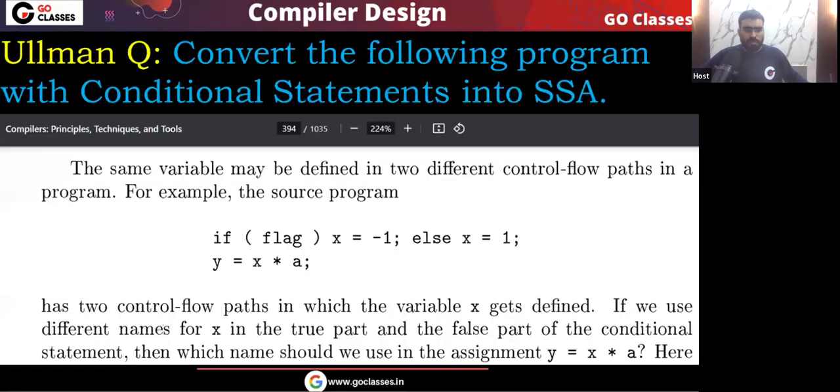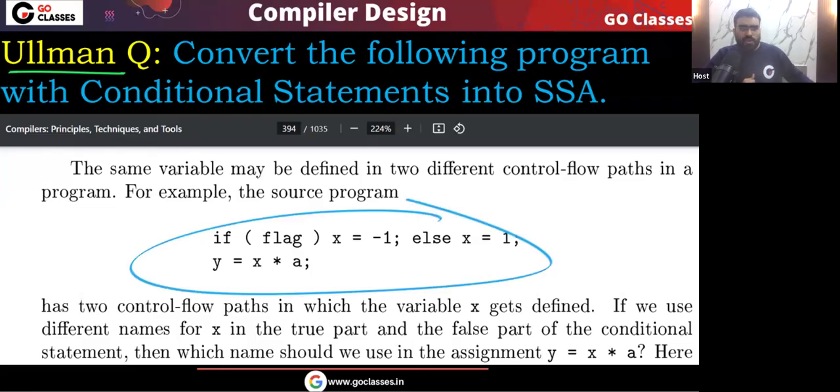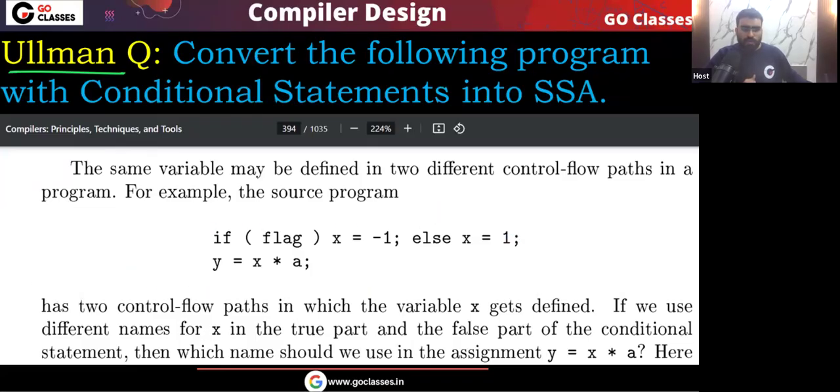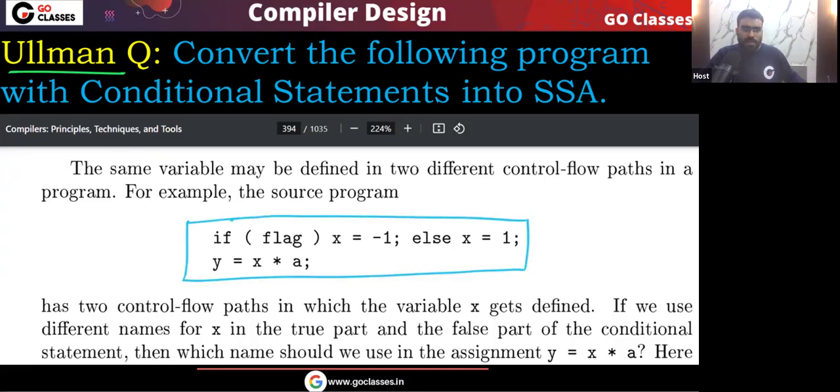Now let's move on. Now let's see this example. This is an Ullman question, a beautiful question. Let's solve it. Convert the following program with conditional statement into SSA. This code is given to you in the Ullman book. Now what do we need to do? First of all, you tell me, is this in SSA? Look at this and tell me, is this in SSA?